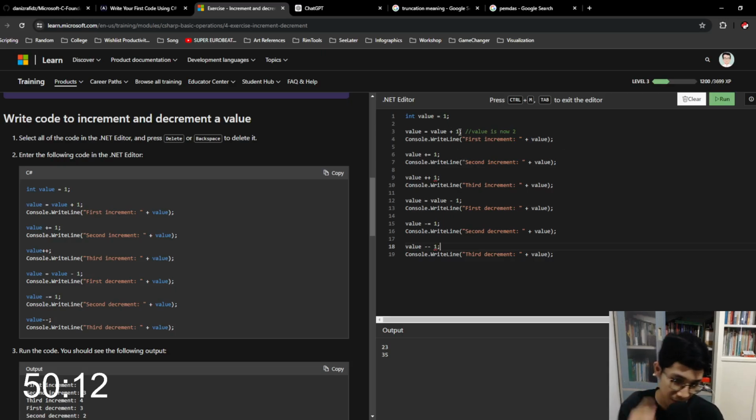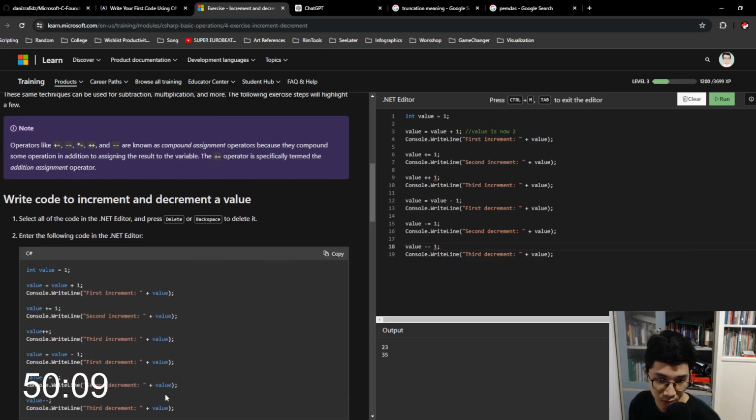So let me guess first, before I look at the result here. So the value is now, let me copy and paste here: value, the first increment, second increment, third increment. Okay, the value is now 2. The previous one was 2, so 2 plus 1 is equal to 3.